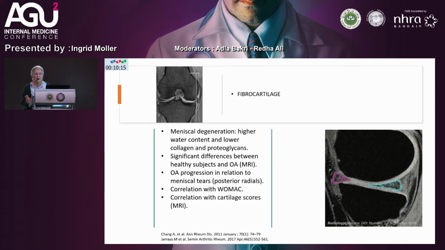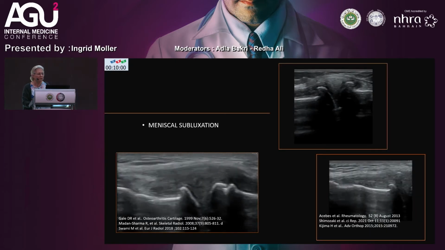The meniscal damage is also correlating with WOMAC, that is a score to evaluate the stiffness and pain in patients with osteoarthritis, as well as correlating with MRI cartilage scores.